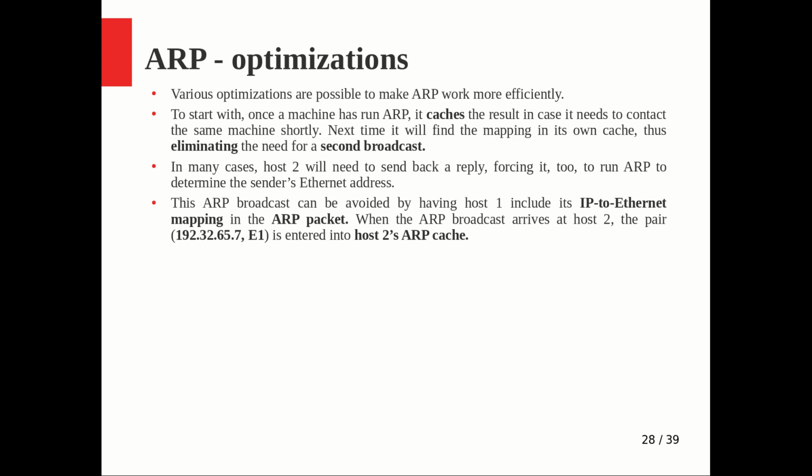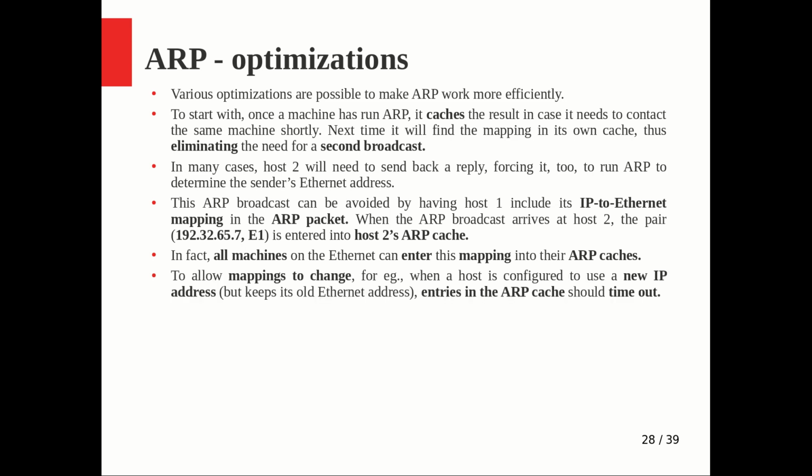So when the ARP broadcast arrives at host 2 with a pair like 192.32.65.7 and E1, that is the sender's, the one who is sending the ARP request, the host 1's IP address and MAC address, that is entered into host 2's ARP cache also. In addition, as it is broadcast, everyone else will be hearing this ARP request, right? So everyone will get this packet. All machines on the network can also enter this into their mapping. So if they also want to communicate with host 2, they can do it with the help of the cache. So it's very nice, right? Things going smoothly so far.